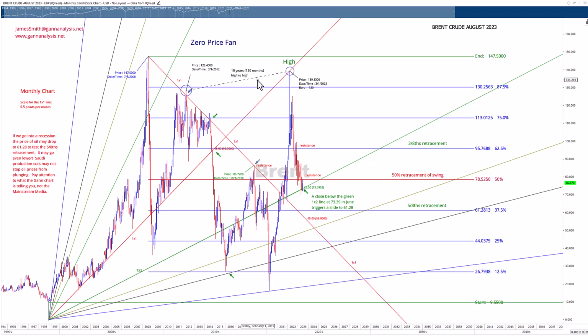So time and price, when they come together, you get a change in trend. The way Gann saw the markets is that markets change trend when they're in balance. So this is a kind of balance when you get to the 1x1 line in sync with a 10-year, 120-month cycle. So time and price, when they're in balance, suddenly things can change. So it's just the opposite of what you've been told.